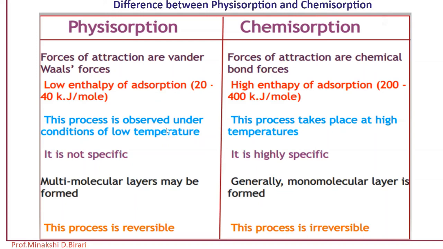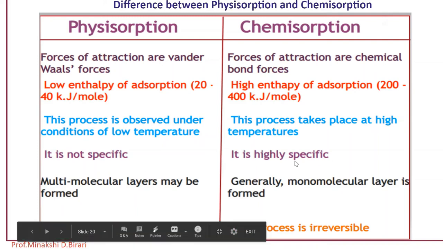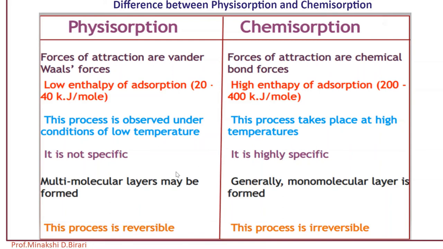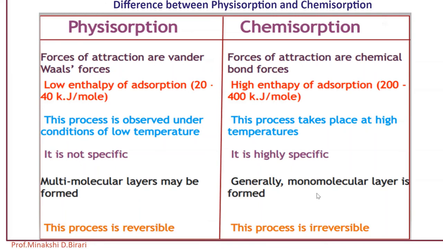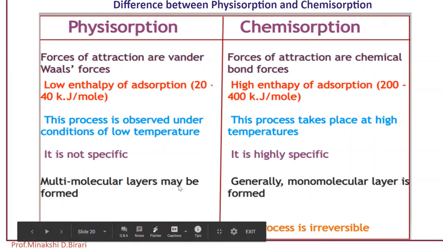Physical adsorption, this process is observed under conditions of low temperature, whereas the chemical or activated adsorption, this process takes place at high temperatures. Physisorption is not specific. Chemisorption is highly specific. In physical adsorption, multimolecular layers may be formed, whereas in chemical adsorption generally a monomolecular layer is formed. Physical adsorption is a reversible process, whereas chemical adsorption is an irreversible process.